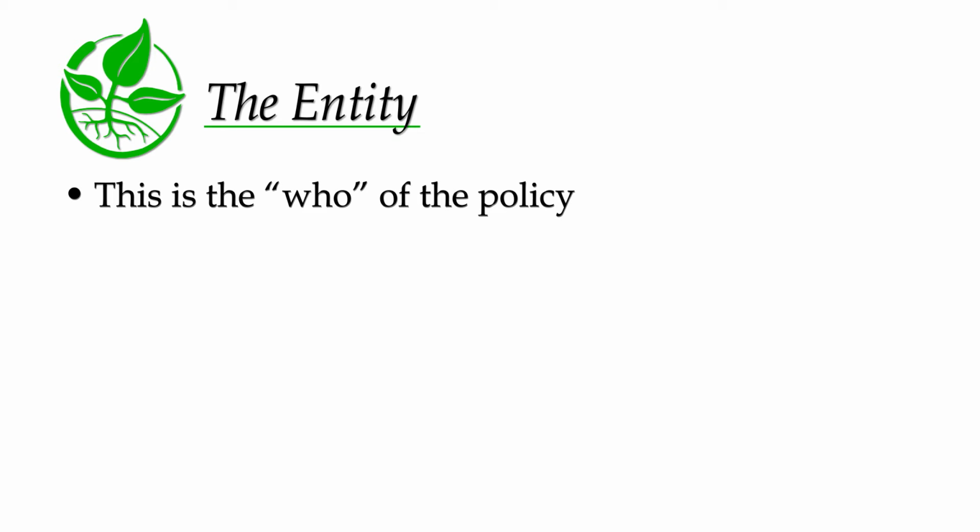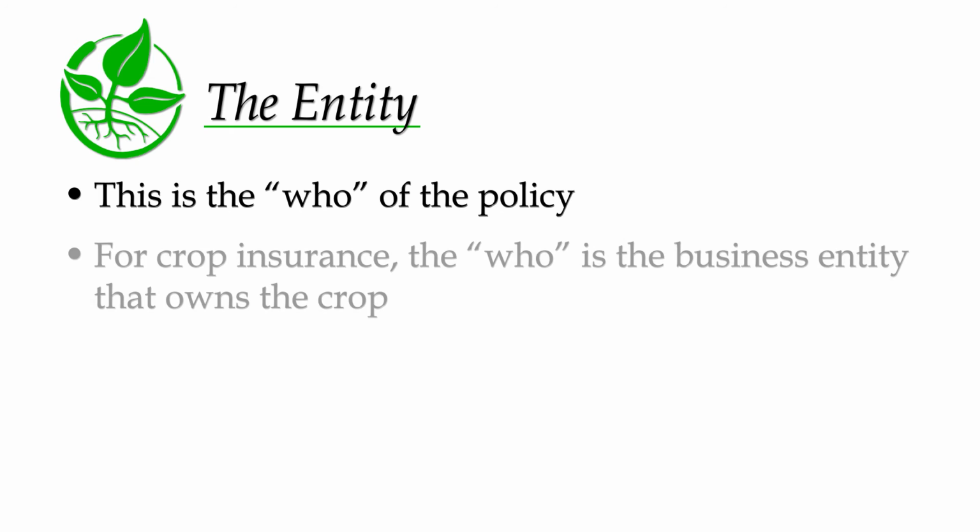Now, the entity is the named insured on the policy. Let's talk about the entity. This is the who of the policy. For your car or home insurance, the entity is usually straightforward. It's probably you or your spouse, or maybe both. For crop insurance, the who is the business entity that owns the crop. It could be an individual, partnership, LLC, or a corporation.